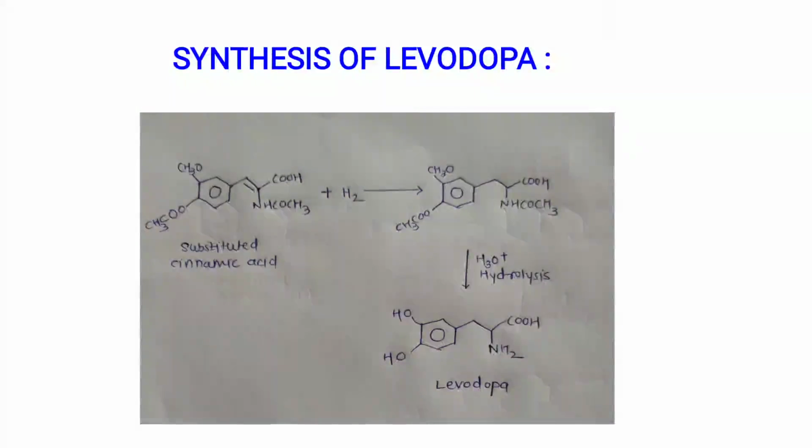This is the synthesis of levodopa. I have shown the outline. Let's discuss in brief. Levodopa is synthesized from a substituted cinnamic acid, which reacts with H2. The double bond goes to a single bond in this second structure. We can see that because of the hydrogenation. Then we add H3O+. Then we get the levodopa by hydrolysis. This is how the synthesis of levodopa is done.